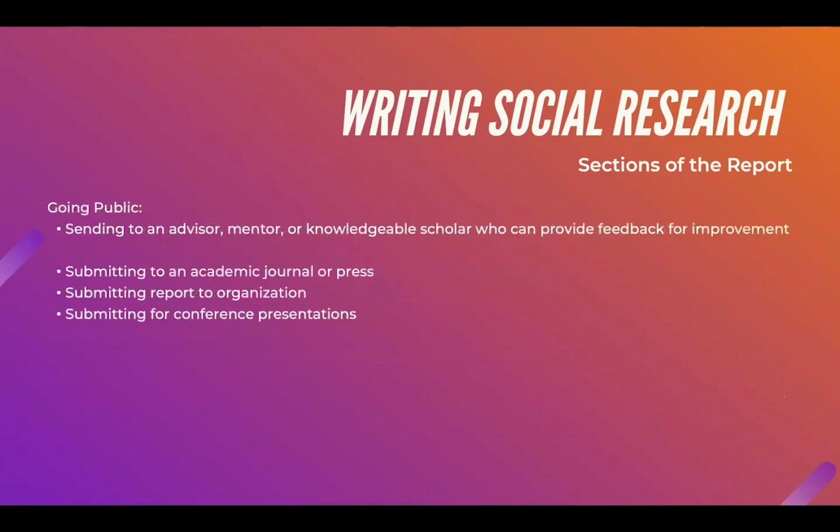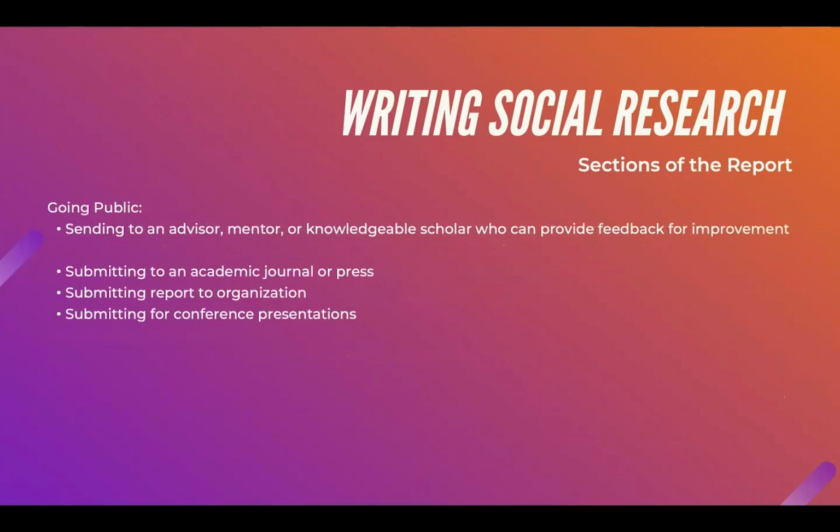Once you've done that, the next step is going public. So you send it to an advisor or a mentor or a knowledgeable scholar to give you feedback to improve that work. So you're going to get feedback from others on the paper that you wrote about this research question. After you've gotten that feedback, you incorporate it and you could submit it as a report to an organization, or you can submit for conference presentations, or you can submit to an academic journal or press. And that's how you go about presenting your research.